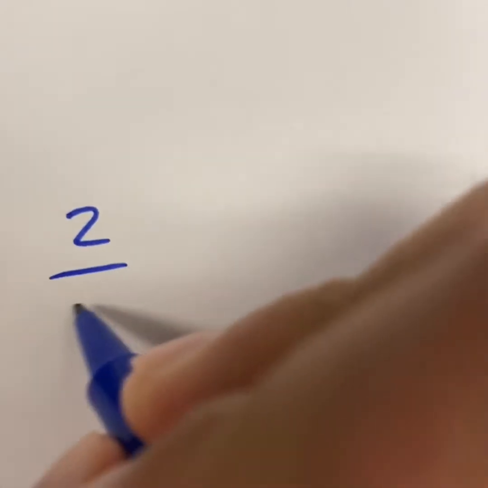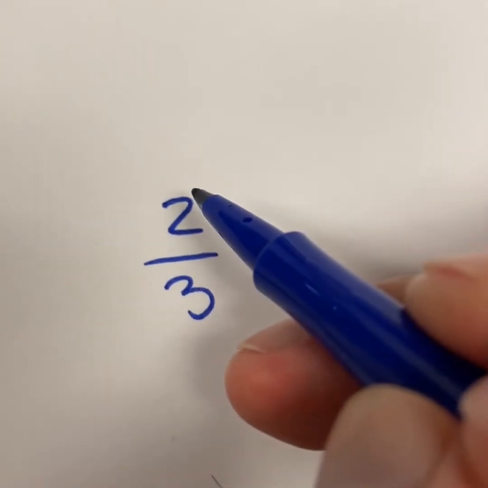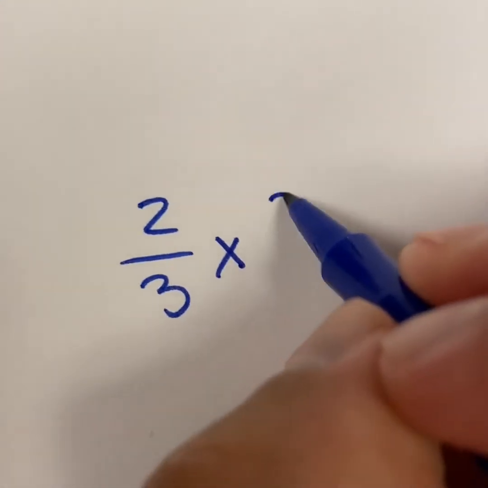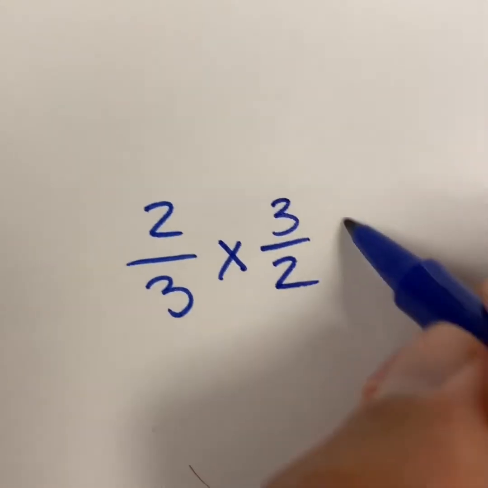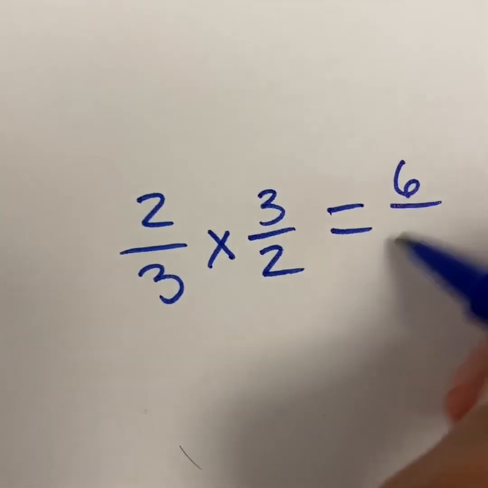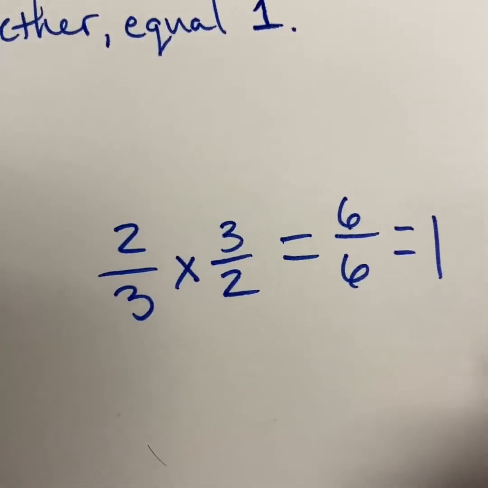Just to give you another example, let's say we had 2/3. Okay, we're going to switch denominator to our numerator. Numerator becomes our denominator, times 3/2. Guess what? 2 times 3, 3 times 2, they're both 6. 6 over 6 is equal to 1.